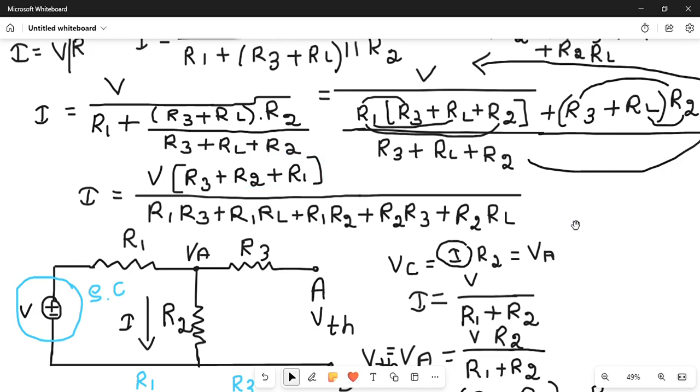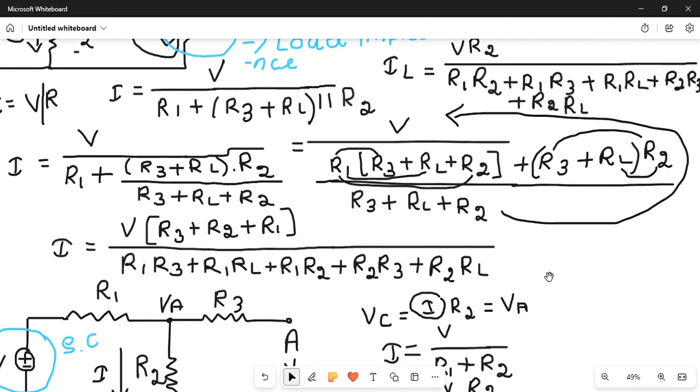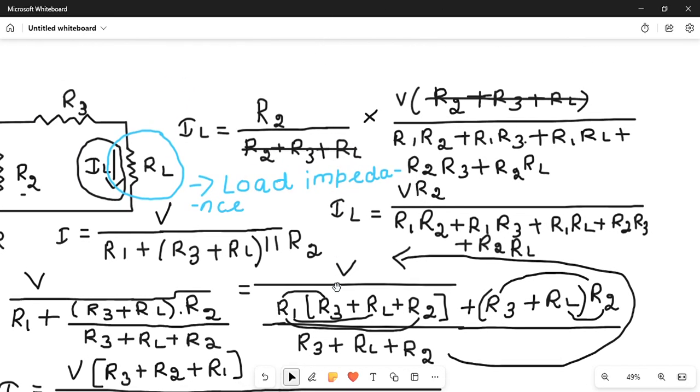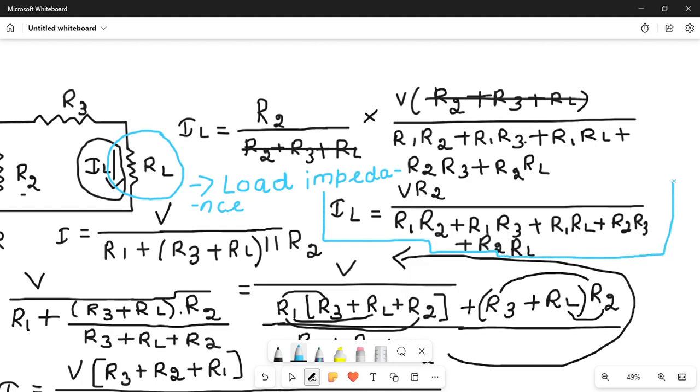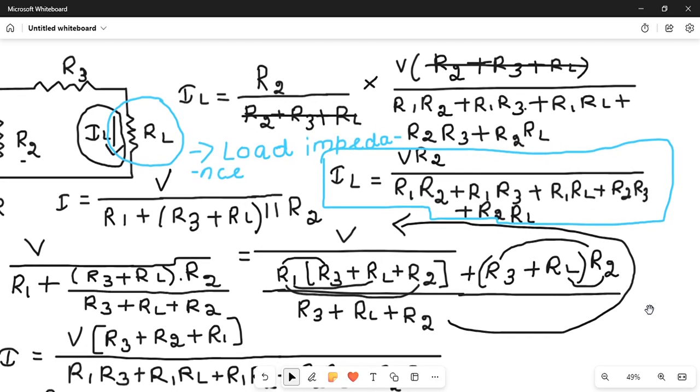Just a minute, I'm so sorry for the distraction students. I'll just make a highlight because I've written many things over here. So this is what I've got now, right? It is V into R2 whole divided by R1 R2 plus R1 R3 plus R1 RL plus R2 R3 plus R2 RL, right? You got the same thing, right?